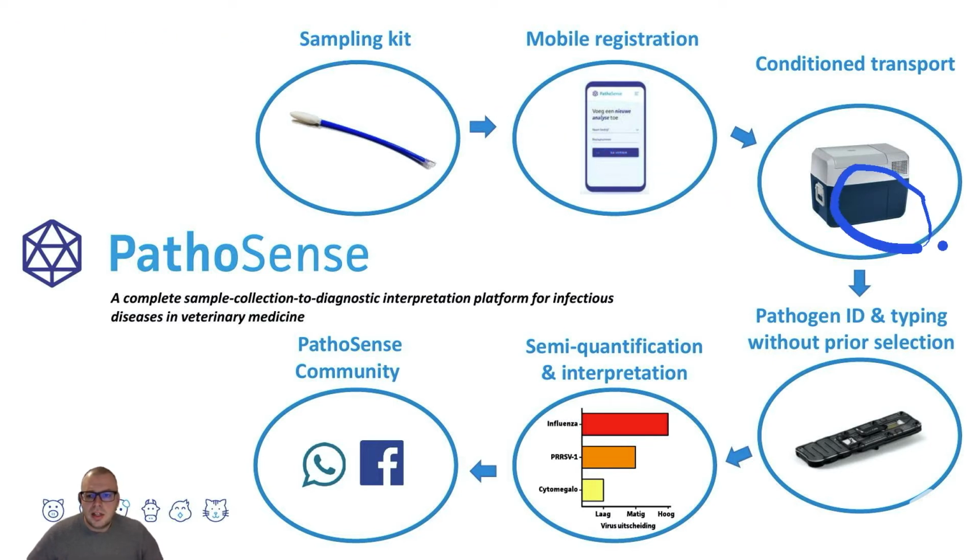Now, we take care of the transport of the samples so that they arrive in a fast and cooled condition at the PathoSense laboratory. In this laboratory, we use third-generation sequencing to give a full overview of all the pathogens that are inside the sample. And for this, you don't have to make a prior selection anymore of which pathogens you want to test for. We report all the results also in the mobile app, and we give you a semi-quantitative overview with a short interpretation of what you can do with this information.